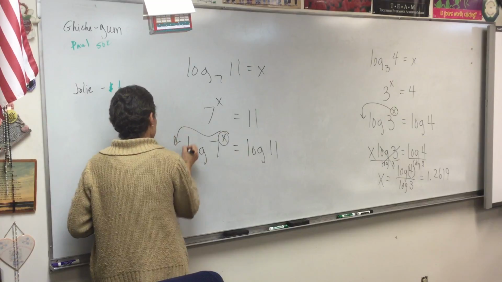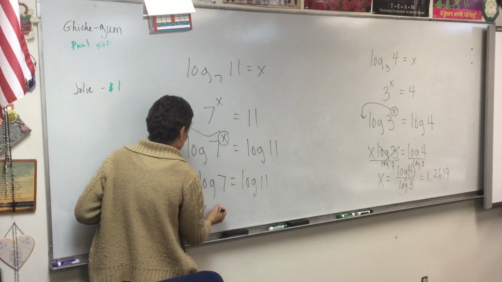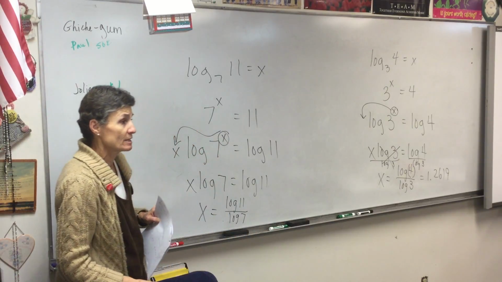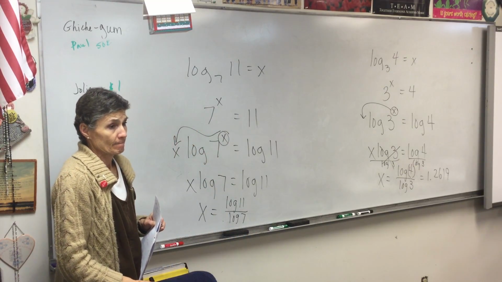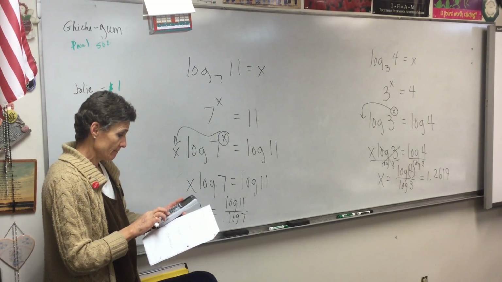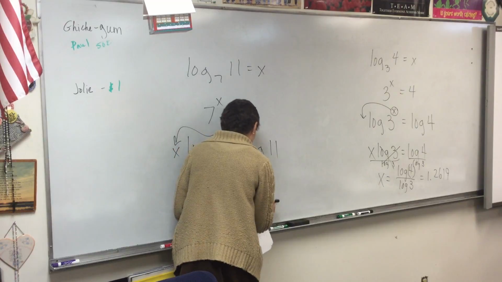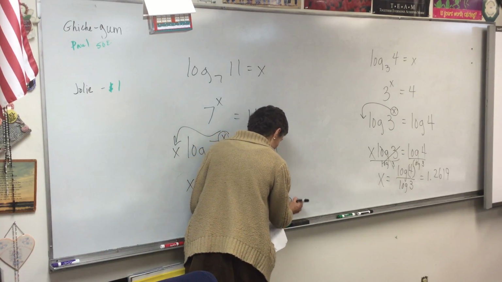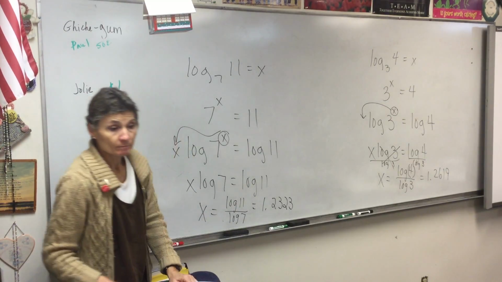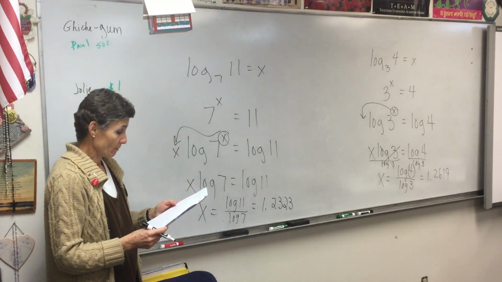Put the x in front, so we have x log 7 equals log 11, so x equals the log of 11 over the log of 7. The steps are very, very simple. So log 11 divided by log 7. Did you get 1.2323? Yes. If we round it off to 4 places? You got a calculator, Ethan? You typing it in? Probably should, just to make sure you know how.